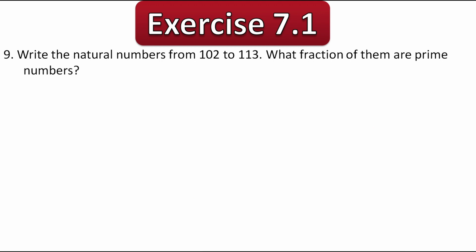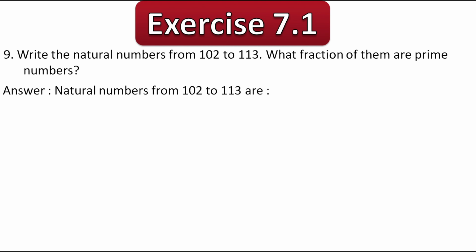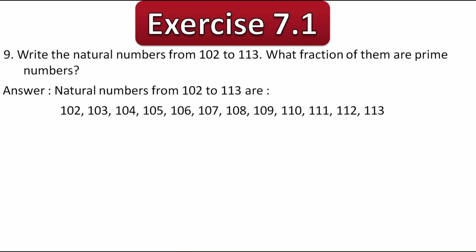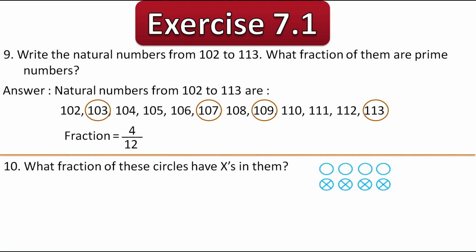Write the natural numbers from 102 to 113. What fraction of them are prime numbers? This question is same as the previous one. So let's write the natural numbers from 102 to 113. Now from these numbers we know that we have these 4 prime numbers. So we have to write the fraction as 4 upon 12. There are 12 numbers. Okay. So 4 upon 12. Now next question we have as, what fraction of these circles have X in them?